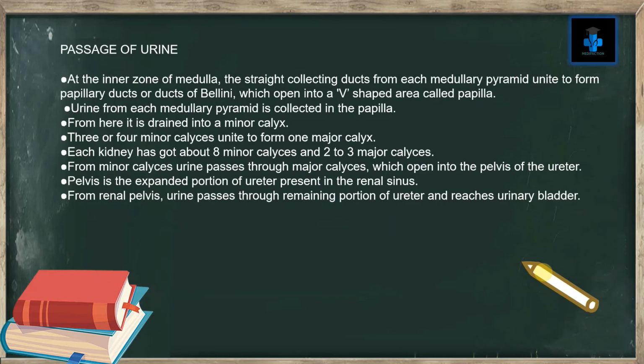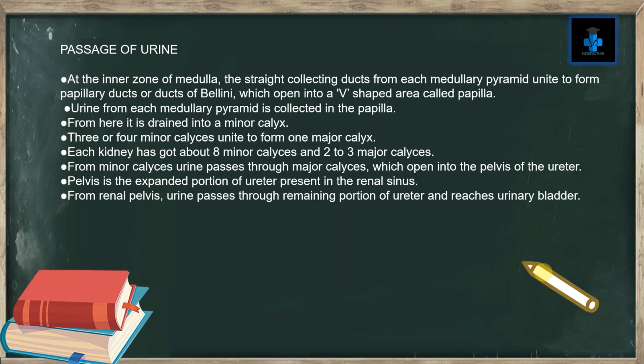Passage of urine. At the inner zone of medulla, the straight collecting ducts from each medullary pyramid unite to form papillary ducts or ducts of Bellini, which open into a V-shaped area called papilla. Urine from each medullary pyramid is collected in the papilla. From here, it is drained into the minor calyx.